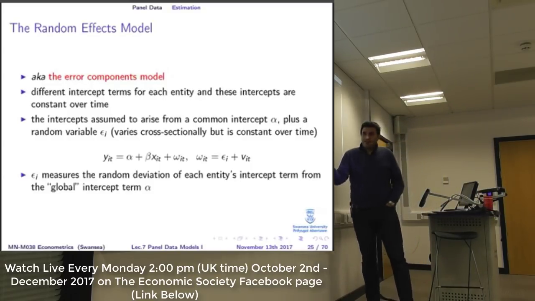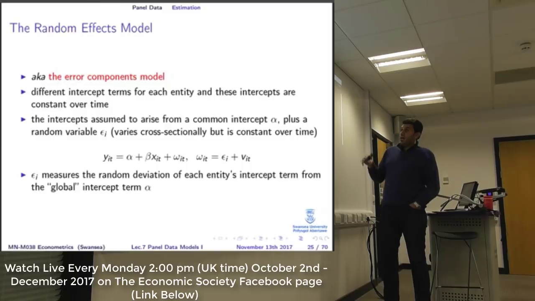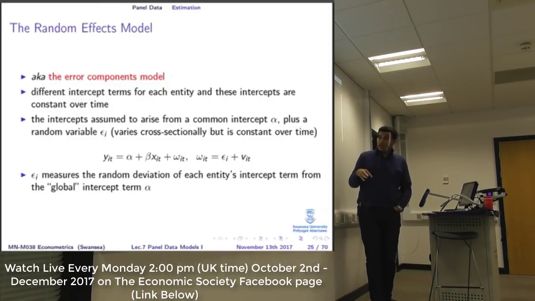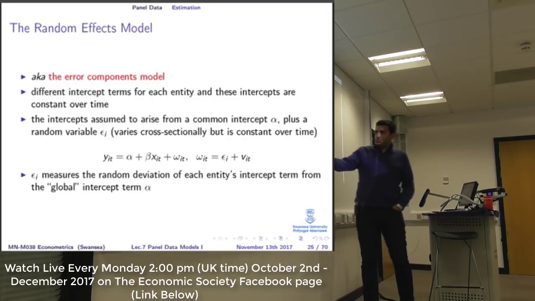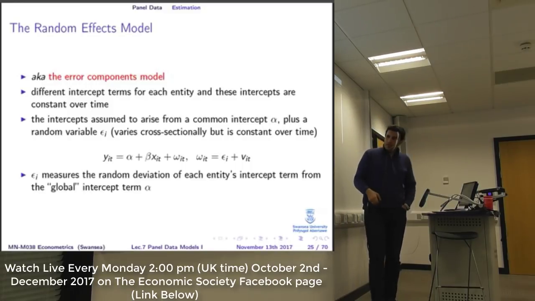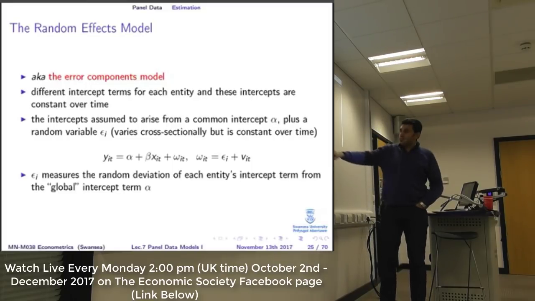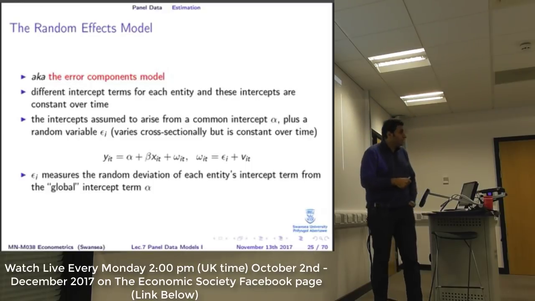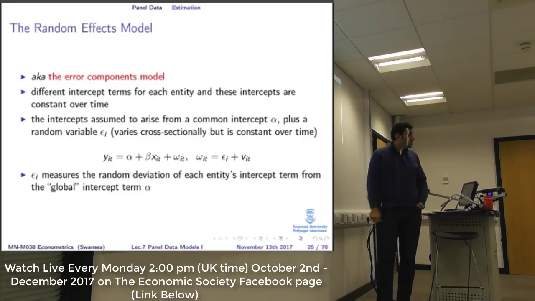So in the random effects model, we still have different intercept terms for each entity, and these intercepts are constant over time. But what we have here is this error term, the composite error term. So this error term, omega it, equals epsilon i plus the idiosyncratic term. Look, this is not the constant mu i. This is a random variable. This is something that is random, and that's why it's called the random effect model.